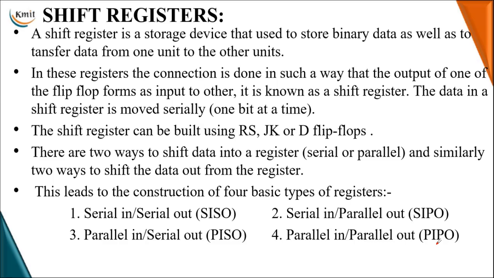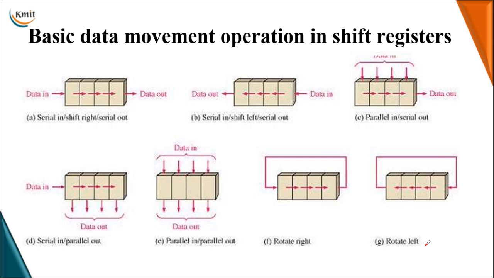Now in these registers, based on how you are taking your output from your flip-flops or how you are giving the input to the register, in the manner of serial or in a way of parallel form, you're going to collect your data in serial form or parallel form. So it has been classified into four categories: serial in, serial out shift register; serial in, parallel out shift register; parallel in, serial out shift register; parallel in, parallel out shift register. Now let me deal with them one by one.